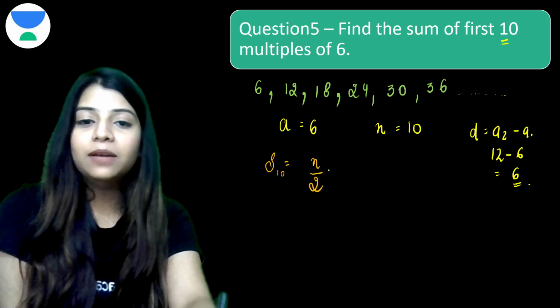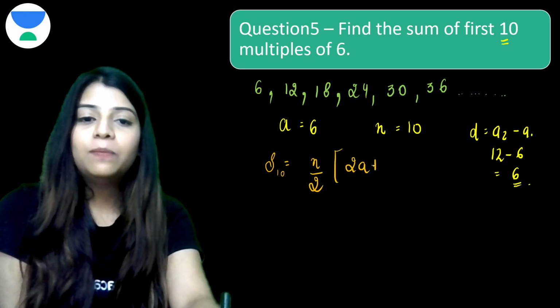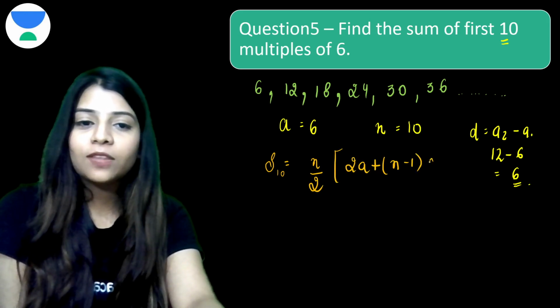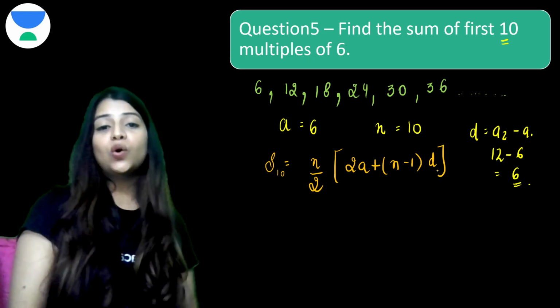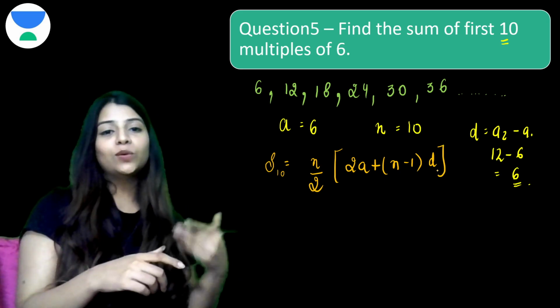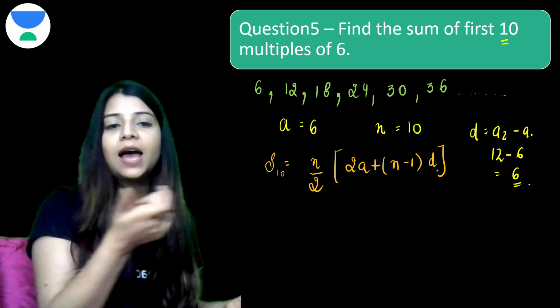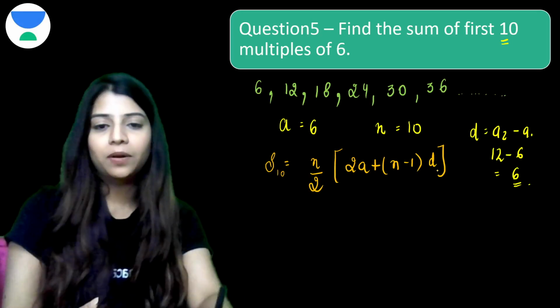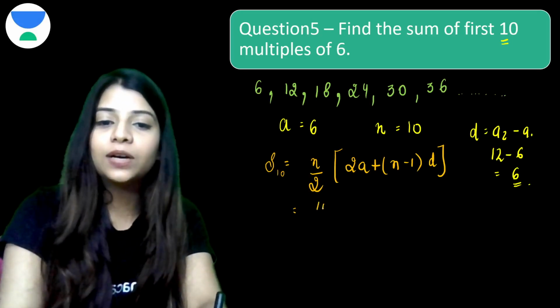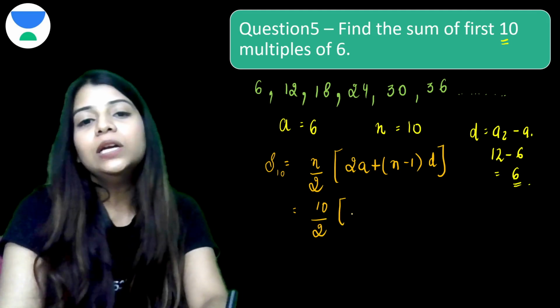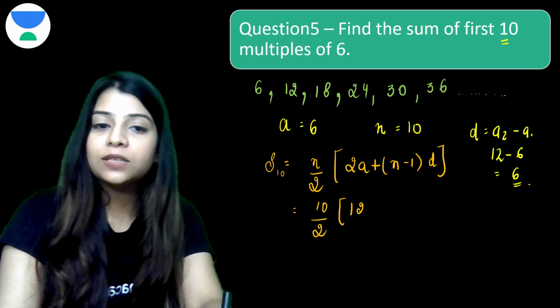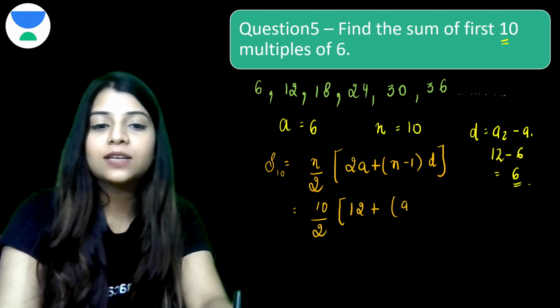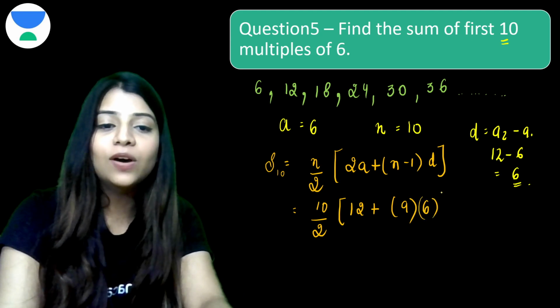The sum is given by n by 2 into 2a plus (n minus 1)d. I can also use n by 2 into (a plus l) if I know the last term, which is 60, but here it has not been written, so I'm taking the basic formula. Here n is 10, so 10 by 2, 2 into a gives 2 into 6, that is 12, plus (n minus 1), that is 9, and d is again 6.